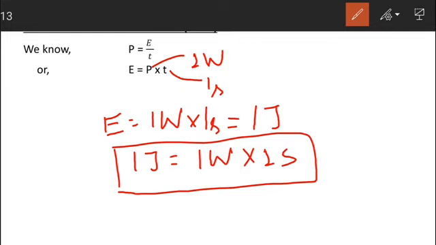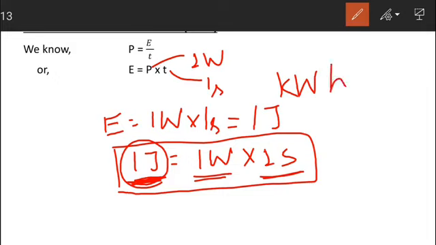This expression means that if there is an electric appliance of power 1 watt which is operated for 1 second, then it will consume an electrical energy equal to 1 joule. Okay students? But again students, joule is a very small unit of energy. For engineering purposes, in industries and for commercial purposes, we use larger units of energy. One of the larger units of energy is kilowatt hour, which we use for commercial purposes. That's why it is known as the commercial unit of energy.